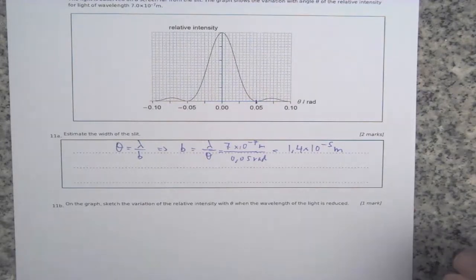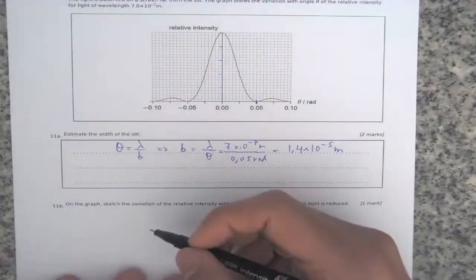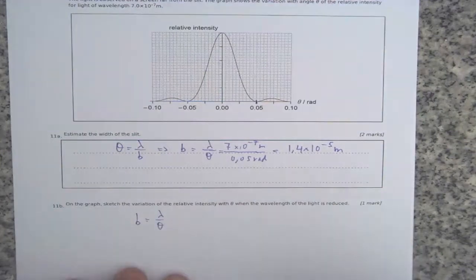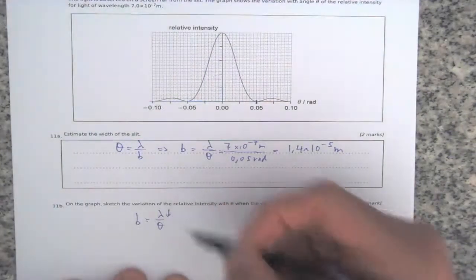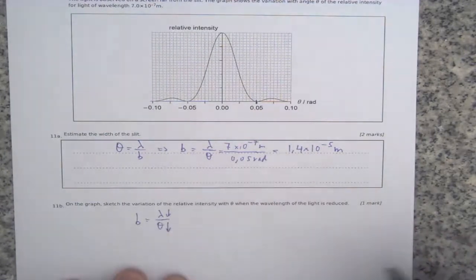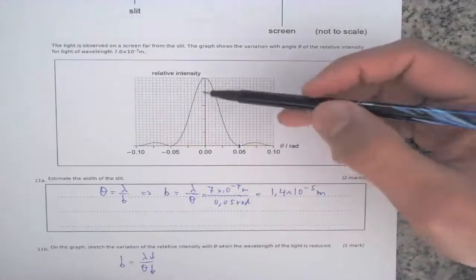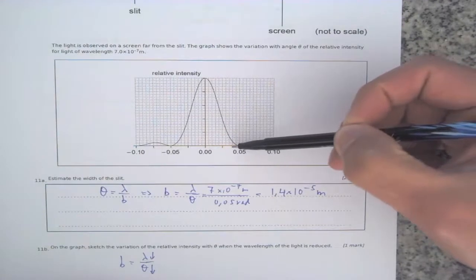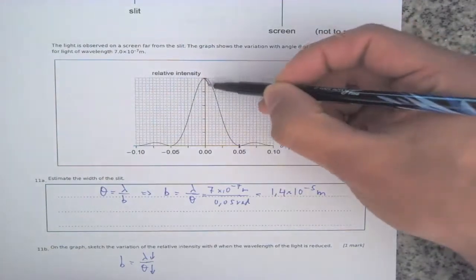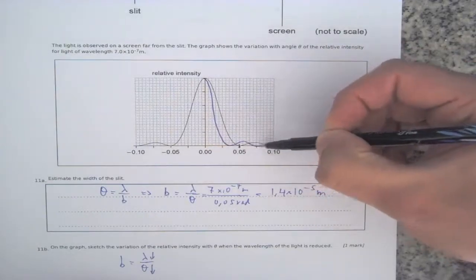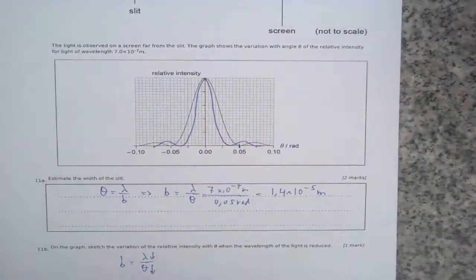The next one says, on the graph, sketch the variation of the relative intensity with angle theta when the wavelength of the light is reduced. So what do we see here? Based on the formula from before, b is equal to lambda over theta. When you reduce the wavelength, of course the angle theta needs to be reduced as well, because the width of the slit stays the same. So in the graph, I'm going to sketch the exact same pattern, but narrower. The angle theta will be smaller than before. So it will look something like that. Where exactly you put the angle theta doesn't really matter. So it looks like so.